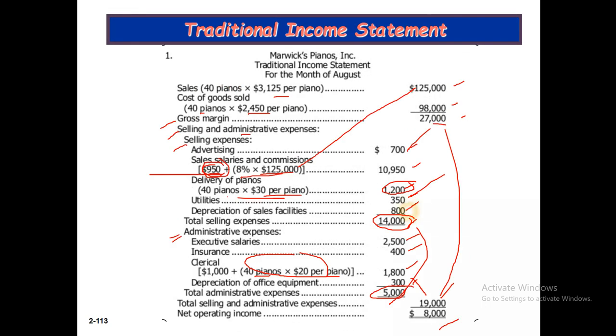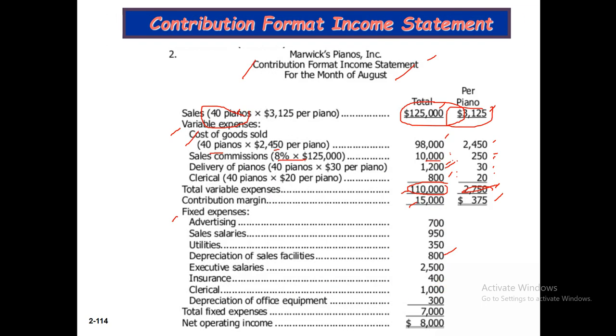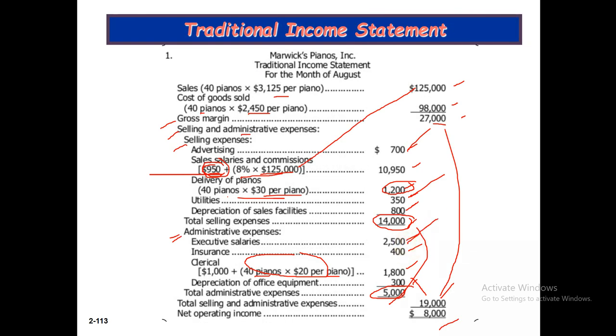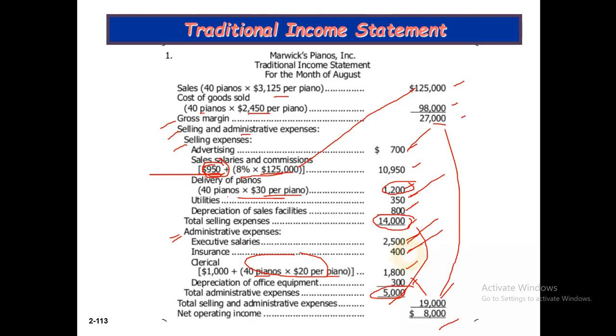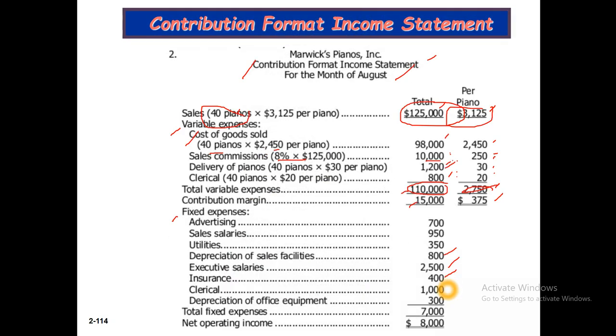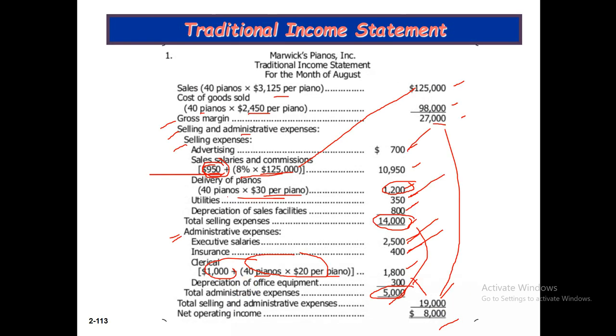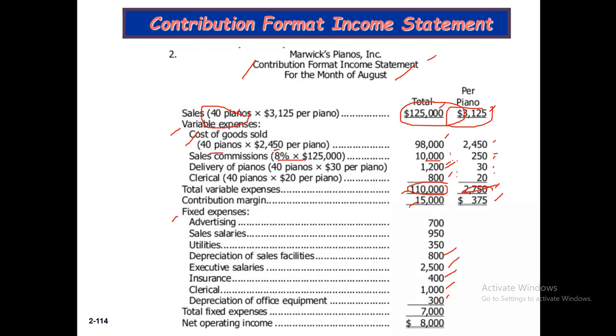Now executive salaries, this is executive salaries. And here insurance 400. And clerical, this portion is fixed, 1000. And finally depreciation on office equipment 300. So this is the 300. The total fixed expenses are 7000. So after subtracting this figure from 15,000, we are getting 8,000. So this is net operating income.